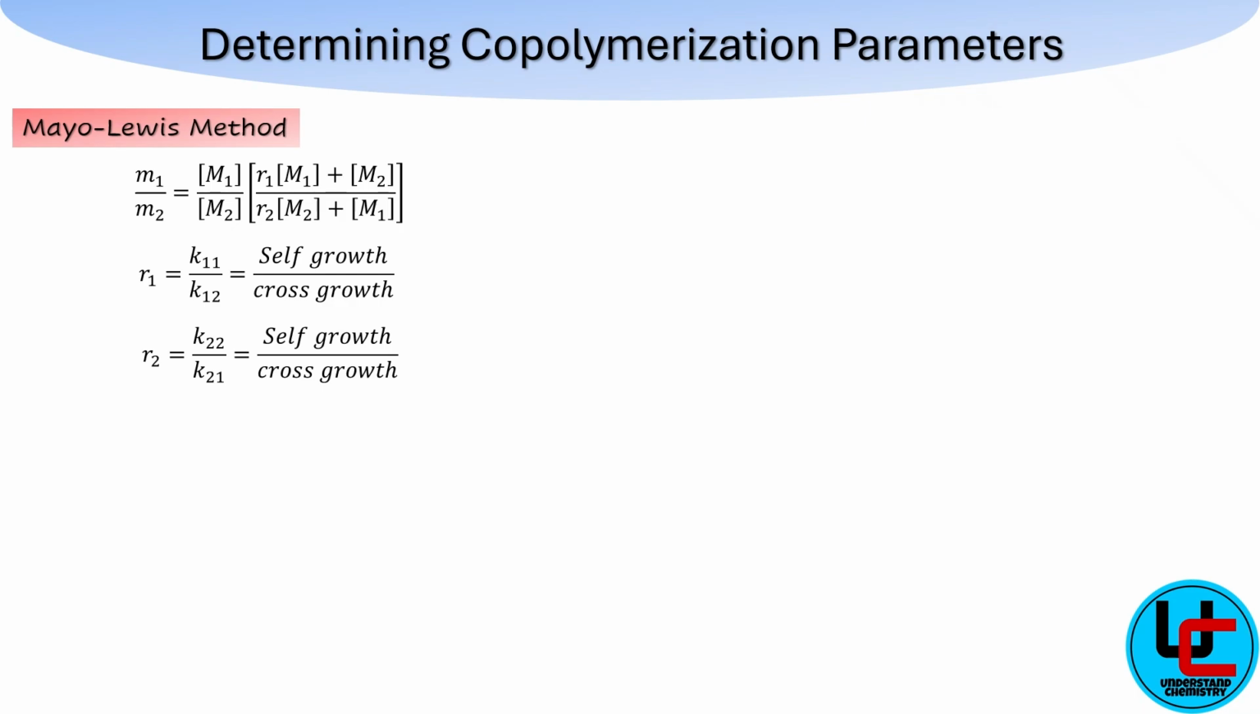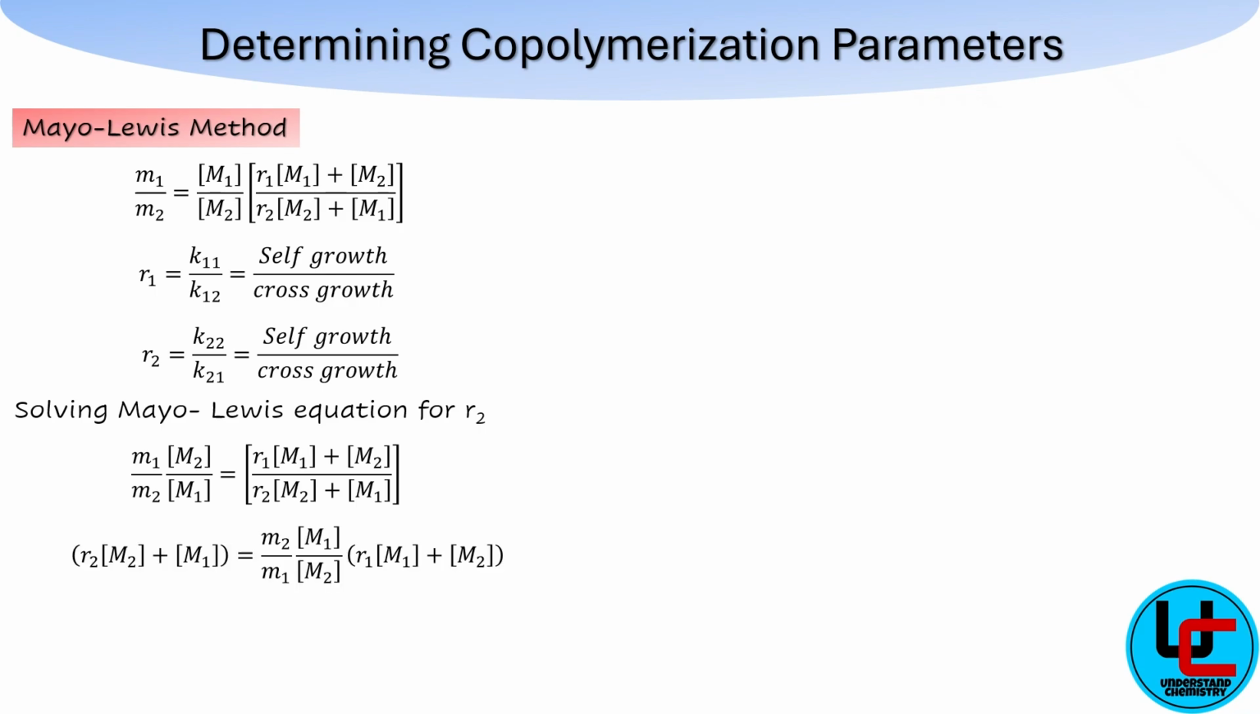Here, R1 and R2 are called copolymerization parameters and are defined as the ratio of the rate constants, specifically self-propagation over cross-propagation. So, R1 is equal to K11 over K12 and R2 is equal to K22 over K21. This gives us a mechanistic insight into how each monomer prefers to react either with itself or with the other monomer.